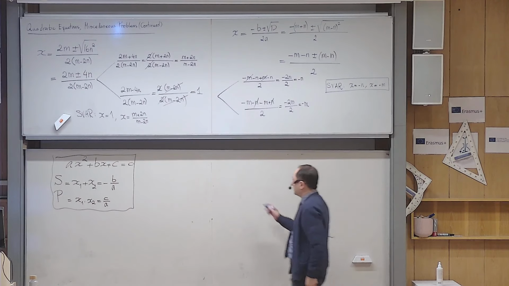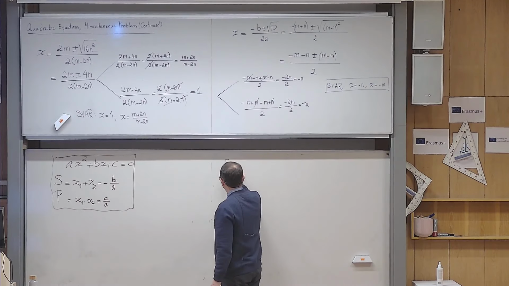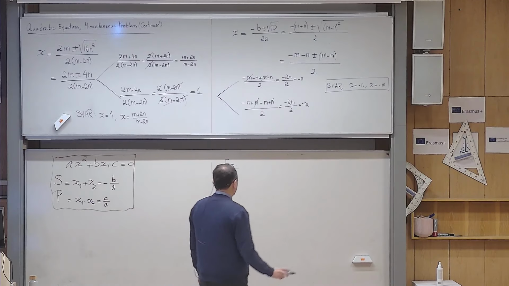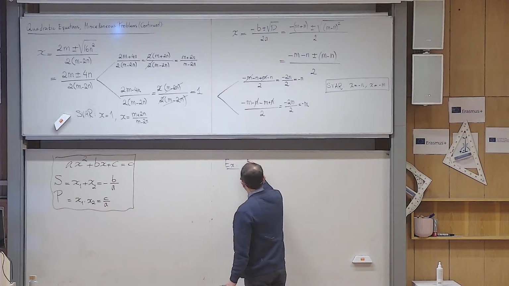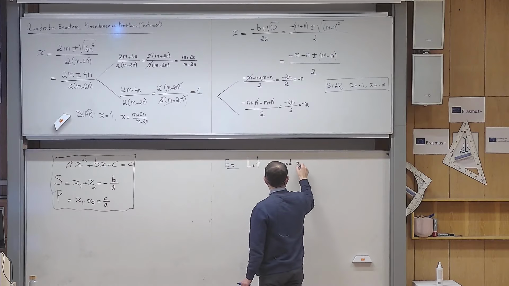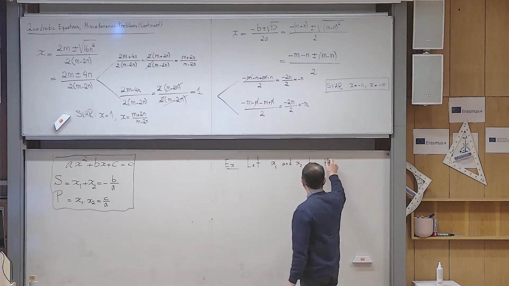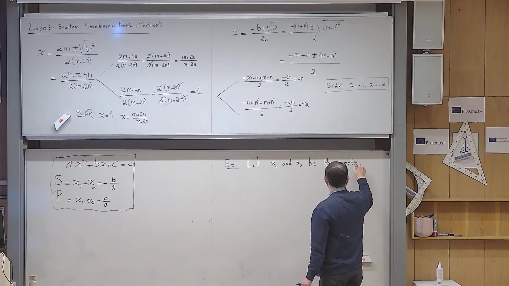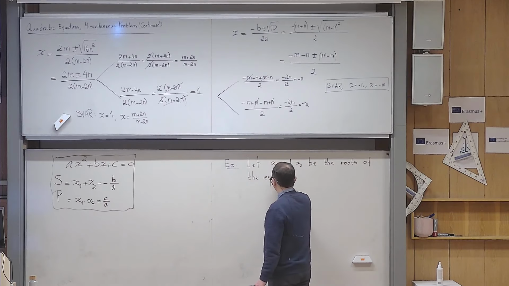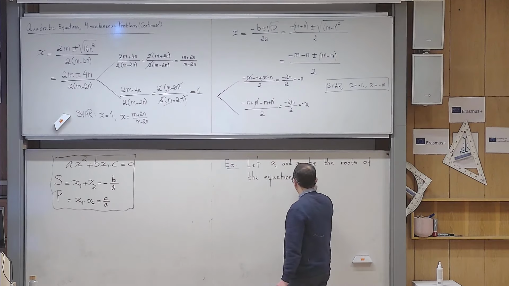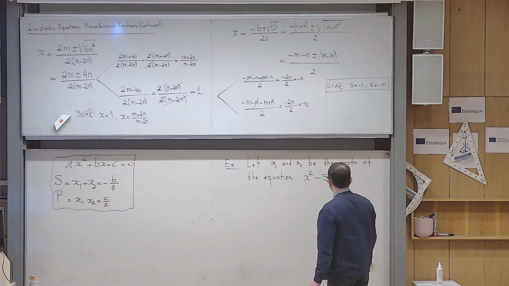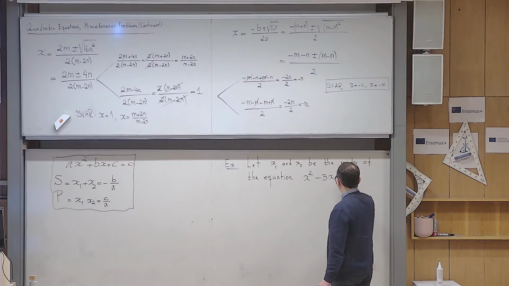This is the question. Example. I want you to do it fast. When I say do it fast, it means that you have to be efficient. Let x1 and x2 be the roots of the equation, as I wrote before, x squared minus 3x minus 10 equals 0.